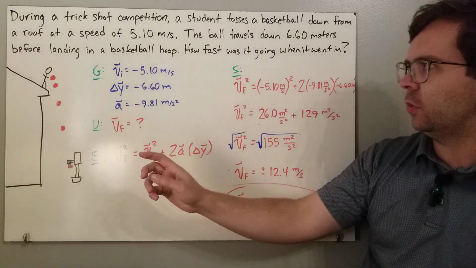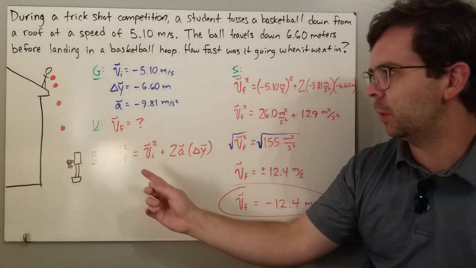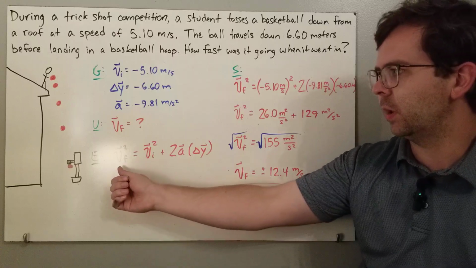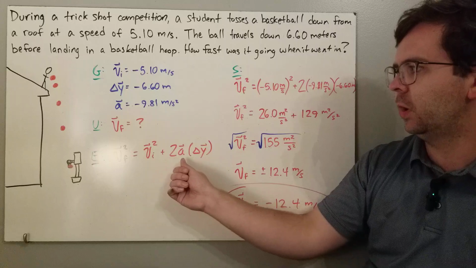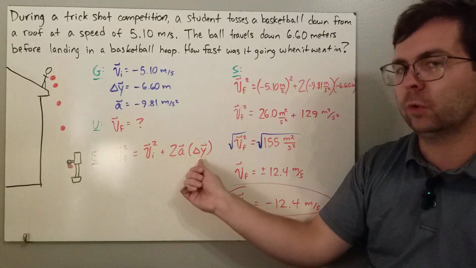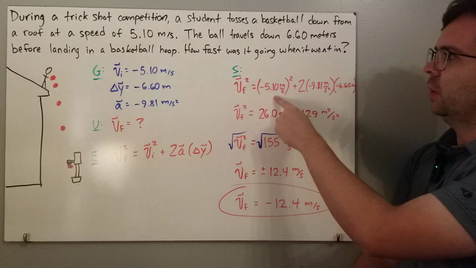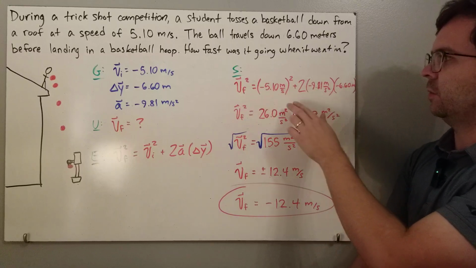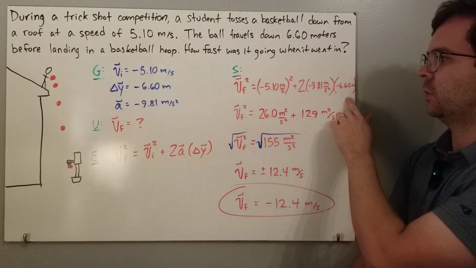For the best equation that meets all of these requirements, we don't have a time value, so we're going to pick the equation that doesn't have time in it. Final velocity squared equals initial velocity squared plus 2 times the acceleration times delta y. Substituting in our numbers, don't forget the negatives and the squares. In this case, all the negatives kind of cancel out because one gets squared and the other two multiply together to make a positive.